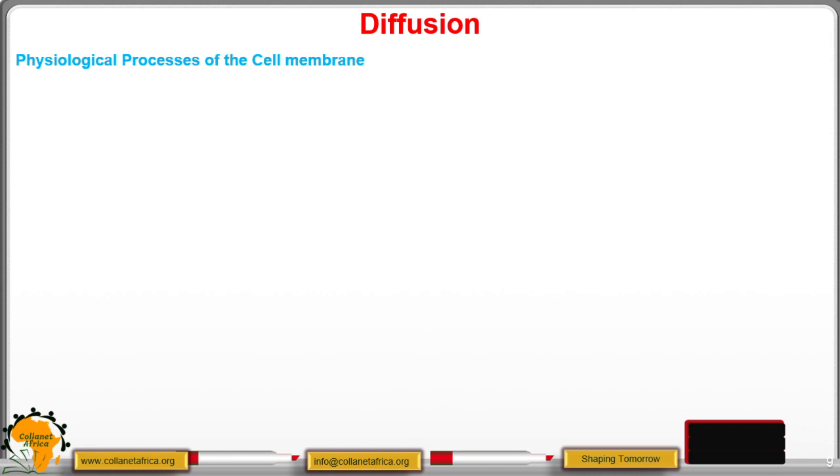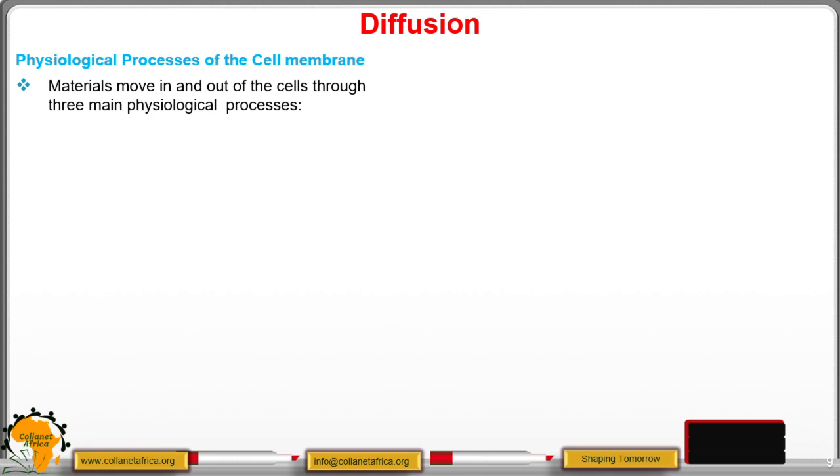Before we look in detail at what diffusion is, remember the physiological processes of the cell membrane. Materials move in and out of the cells through three main processes: diffusion, osmosis, and active transport.